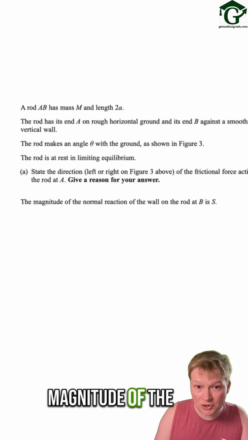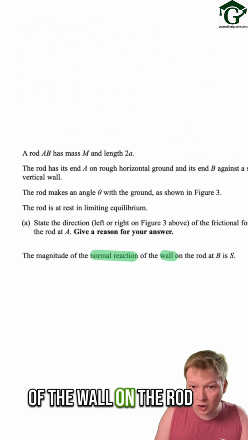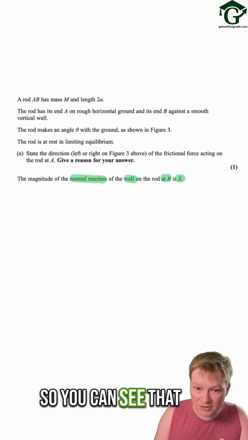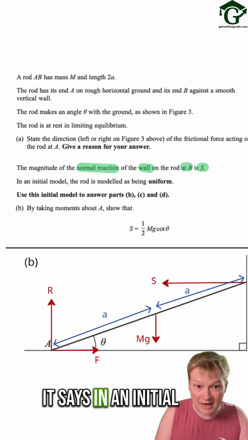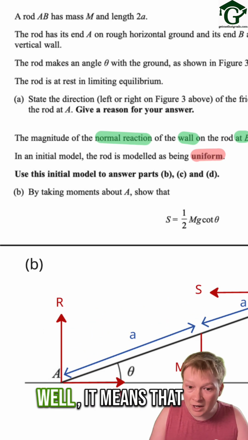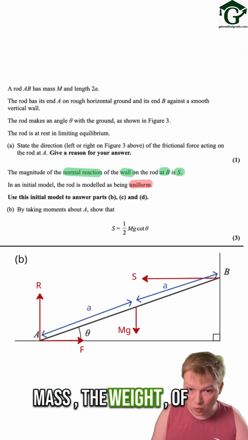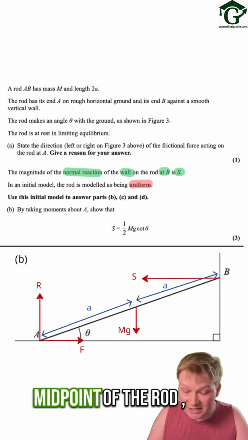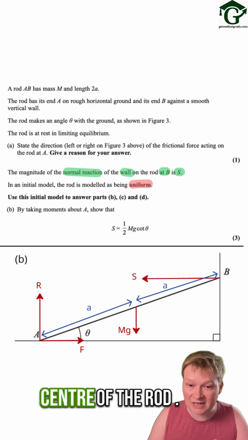Next it says the magnitude of the normal reaction of the wall on the rod at B is S. So you can see that labelled here on the diagram. It says in an initial model, the rod is being modelled as a uniform. What does that mean? Well, it means that the mass, the weight of the rod, acts at the midpoint of the rod, perfectly at the centre of the rod.